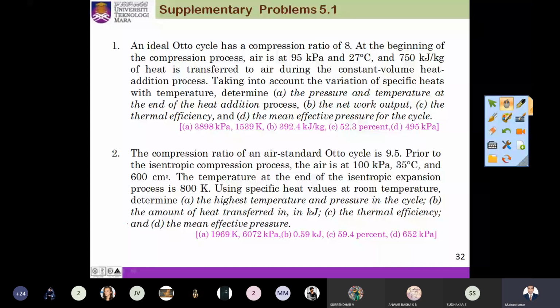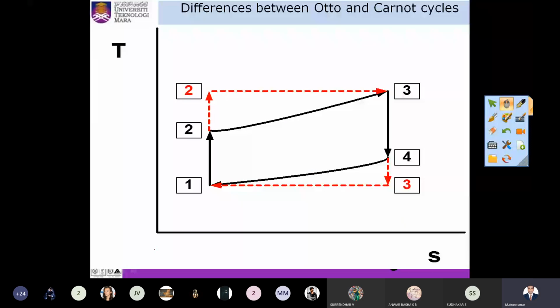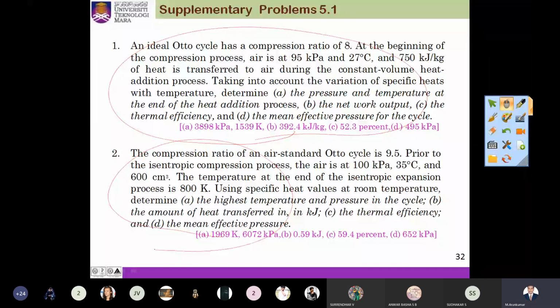So these are the supplementary problems given to you to solve from your end. Just try to solve these 2 problems. If you have any queries, you can ask anytime. Because we are lagging on time, we are speeding up. So just try to follow.